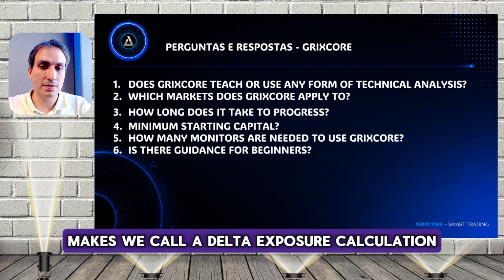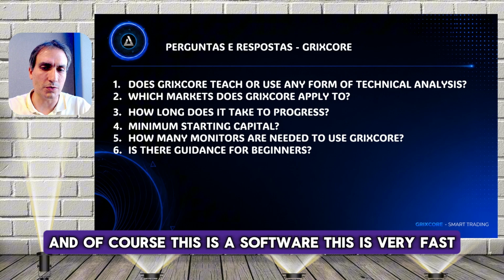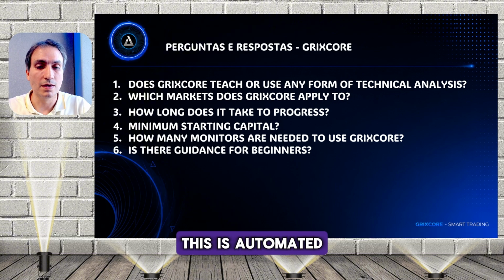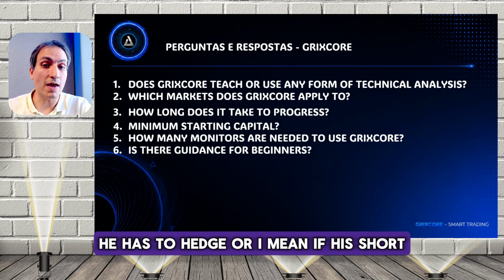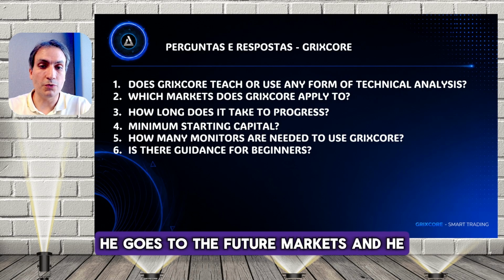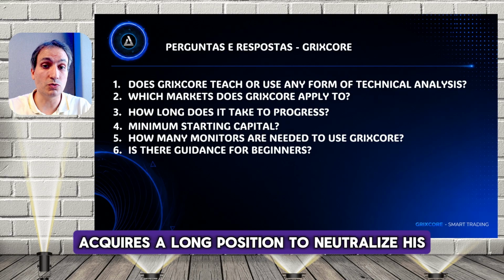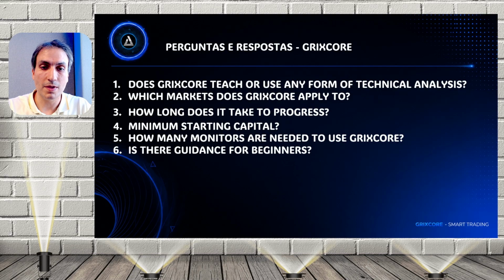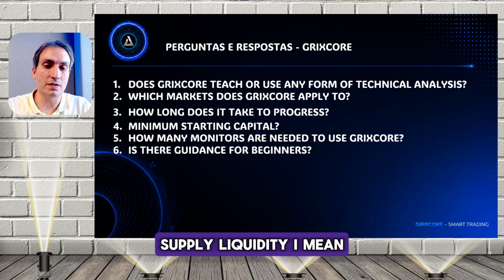He makes what we call a delta exposure calculation. Of course, this is software. This is very fast and automated, and then he knows how much he has to hedge. If he's short, he goes to the futures markets and acquires a long position to neutralize his position in the market. So he does not intend to earn money directionally, but only to supply liquidity.